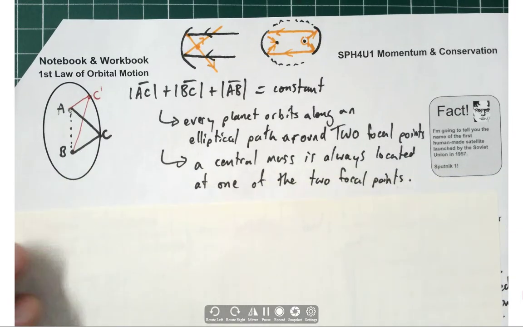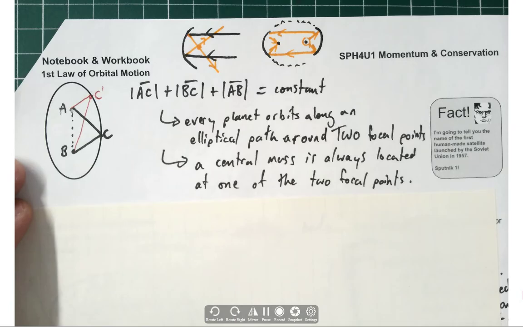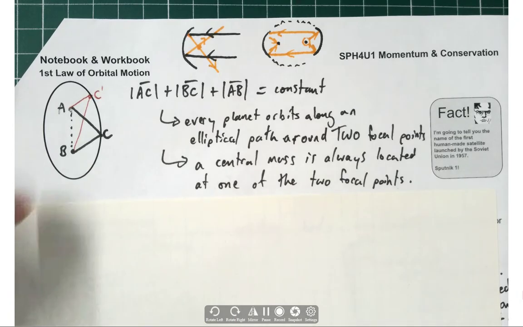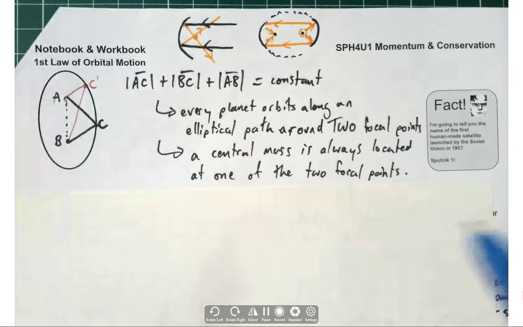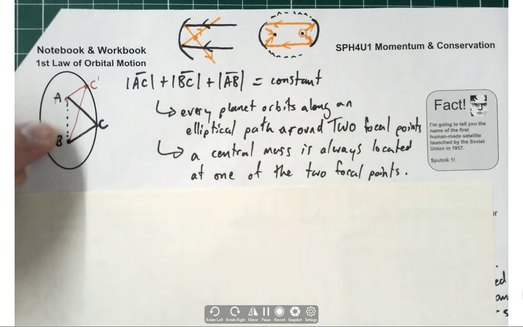But what this means is, the impressive thing really is that he observed it from Earth. He didn't get to zoom out to above the solar system to see this somehow. He observed it based on where the planets were in their orbital paths as seen from the Earth. That's the impressive part to me, really. But these two points here are called the focal points.